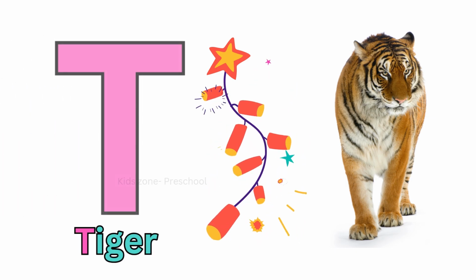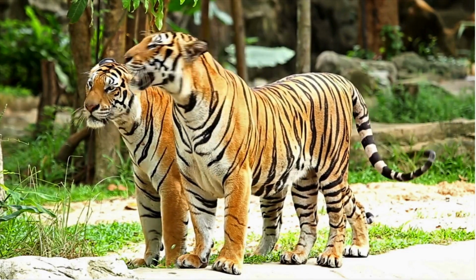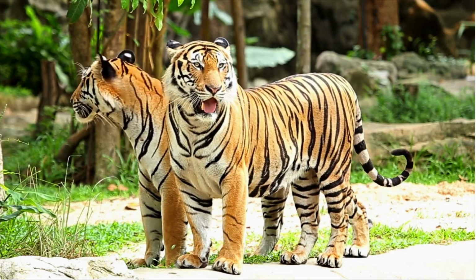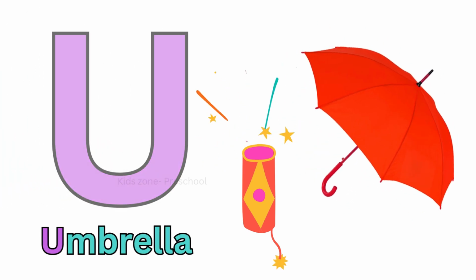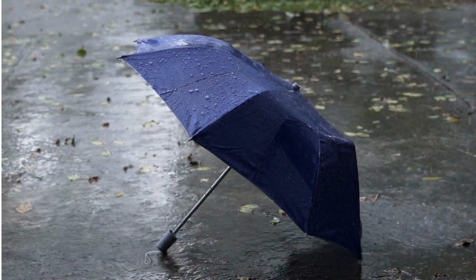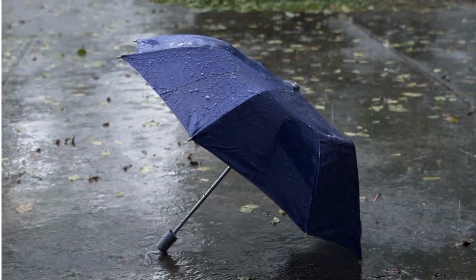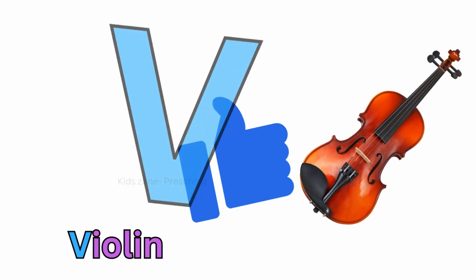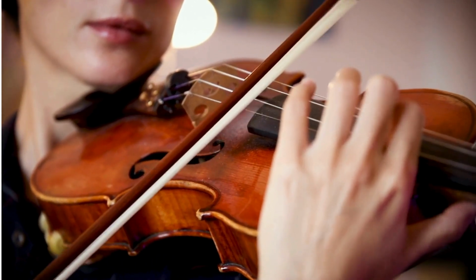T for tiger. Tiger. U for umbrella. Umbrella. V for violin. Violin.